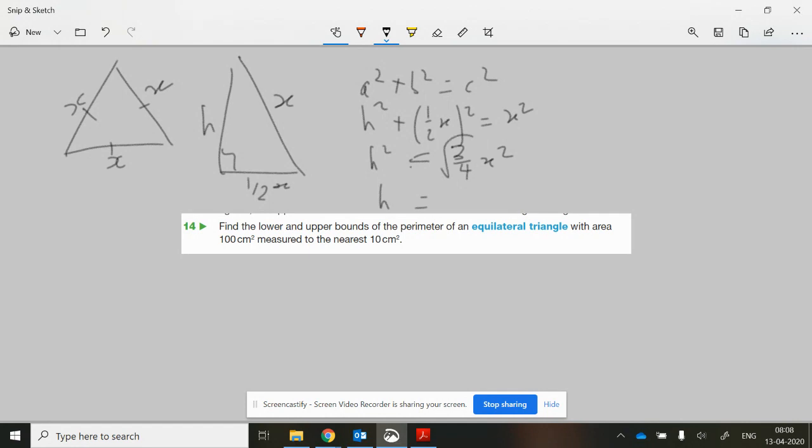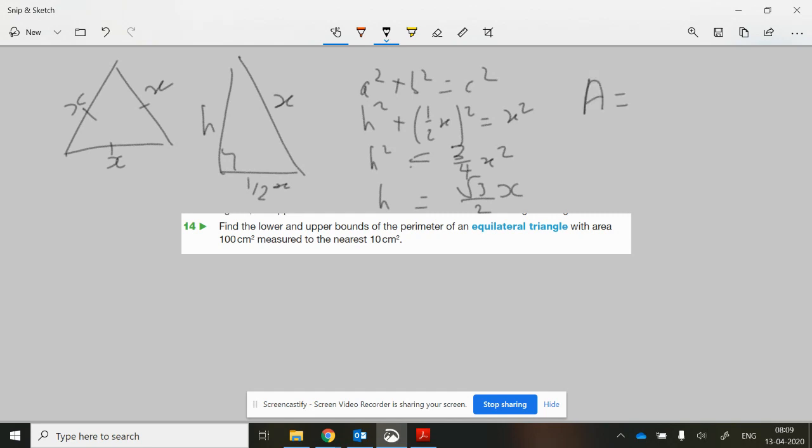Well, square root of 3/4, we can split that into two square roots, two surds. We get the square root of 3, and the square root of 4 is 2. We don't know what the square root of 3 is, of course. And the square root of x squared is x. We don't need to worry about plus or minus there, because we know that the height is going to be positive. So it's just root 3 over 2 times x. Okay, now we're able to come up with a formula for the area.